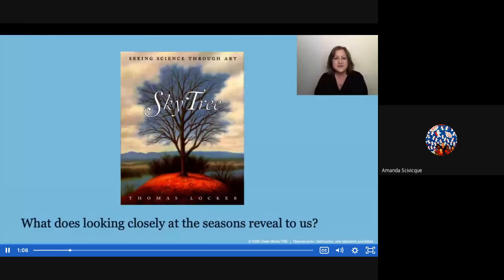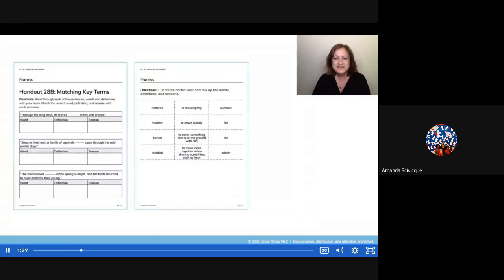What does looking closely at the seasons reveal to us? Today, we're going to dive back into Sky Tree and we're going to focus in on the seasons. And by focusing in on the seasons, more information from Sky Tree will be revealed to us. We're going to look closely at some words and we're going to see how they relate to seasons in the story Sky Tree. At this time, pause to grab handout 28B and your pencil, and then just hit play when you're ready to continue.